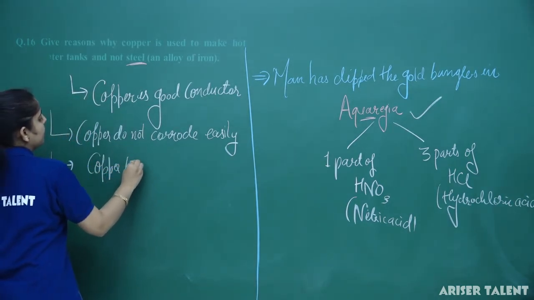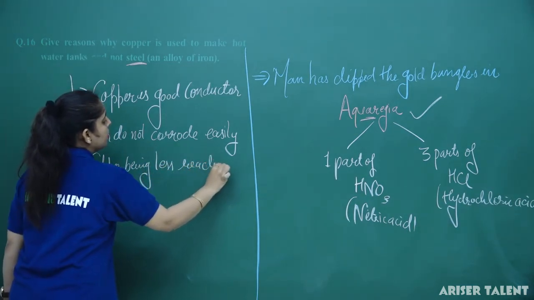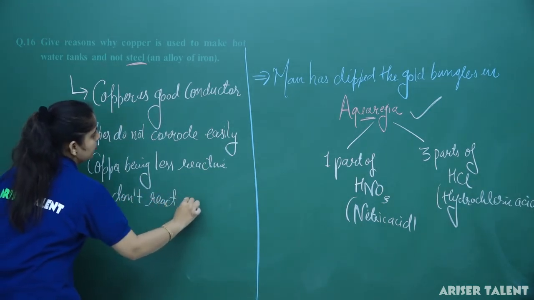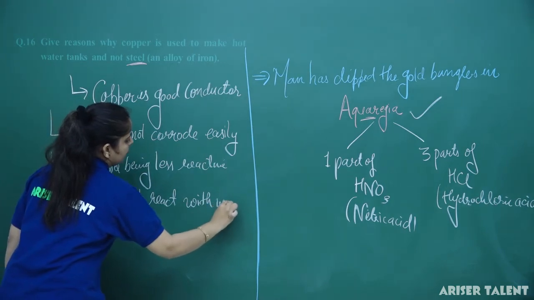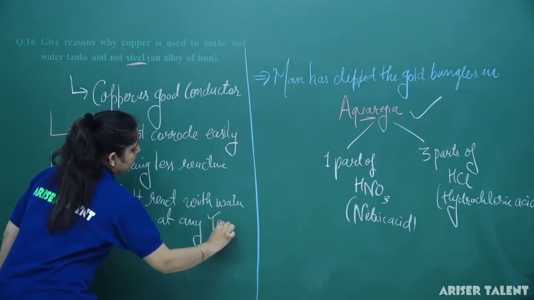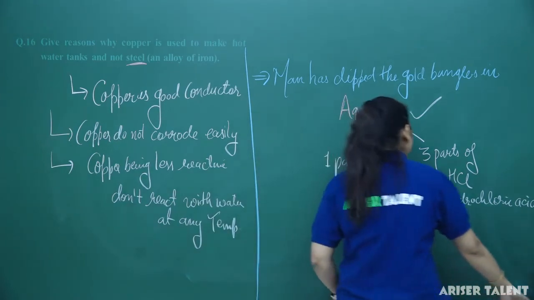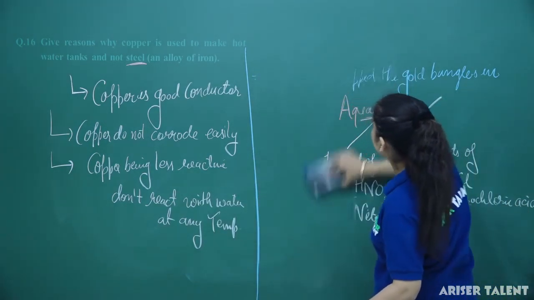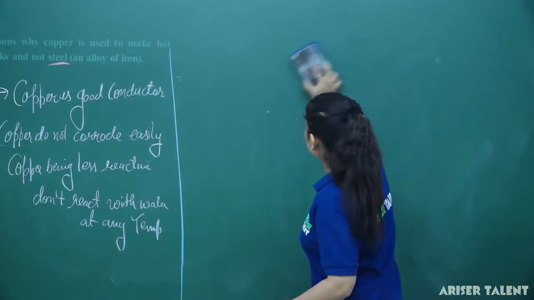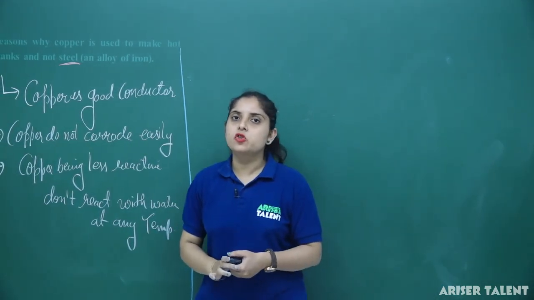Copper being less reactive does not react with water at any temperature. So you can see why we are using copper tanks instead of tanks made of steel. These are the 3 reasons why we prefer copper. So this is all about question number 16.